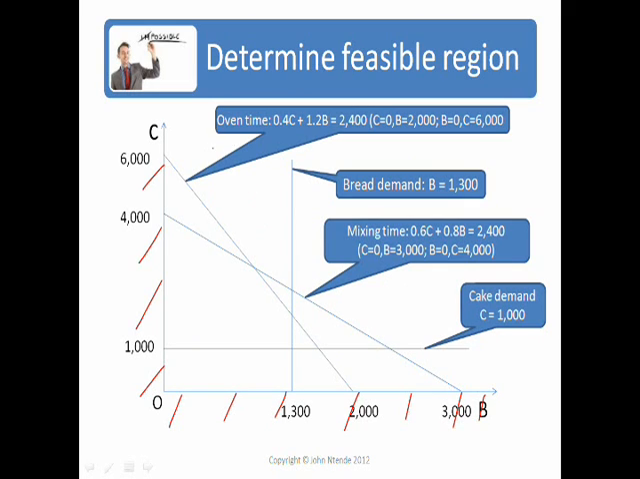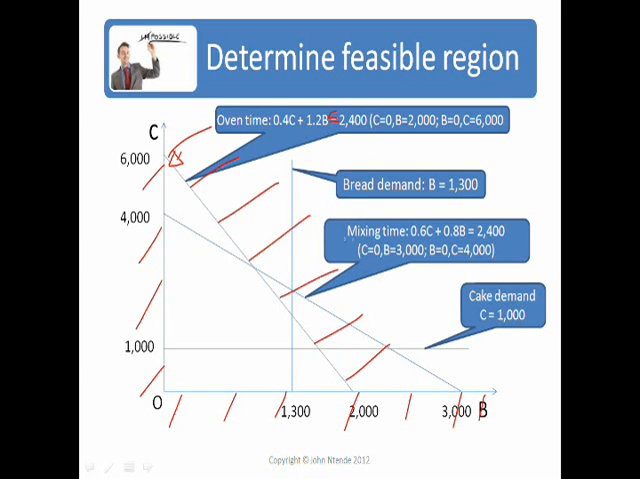Okay. Now let's go to oven time. Oven time, this is the line over here. We're told oven time 0.4c plus 1.2b should be less than or equal to 2400. So we're not interested in anything which is greater than. And this side on the right represents the greater than side. So we're shading off the unwanted region.